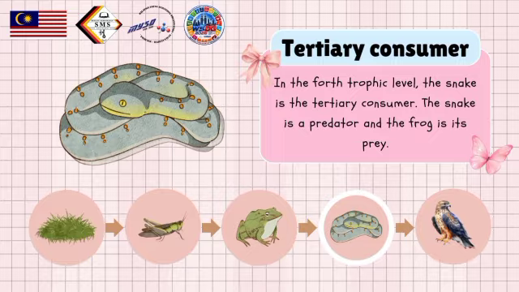Let's follow the food chain. Grass is eaten by the grasshopper. The grasshopper is eaten by the frog. The frog is eaten by the snake. So here, the frog is the prey of the snake. So, to conclude, the snake is in the fourth level. It is the tertiary consumer because it eats the frog, which is the secondary consumer.